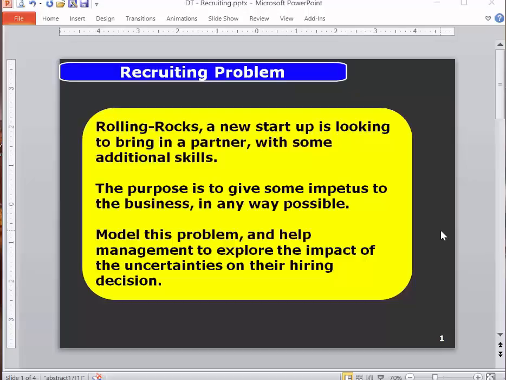Let us apply this decision tree technique to a recruiting problem. Rolling Rocks, a new startup, is looking to bring in a partner with some additional skills. The purpose is to give some impetus to the business in any way possible. Model this problem and help management to explore the impact of the uncertainties on their hiring decision.